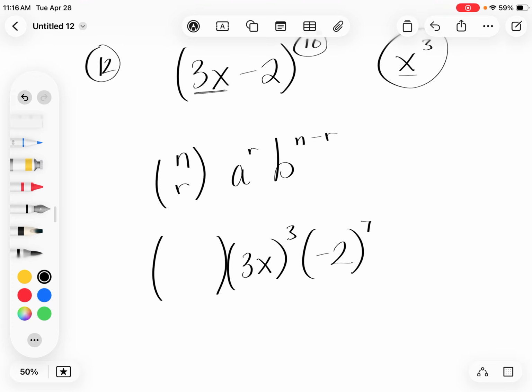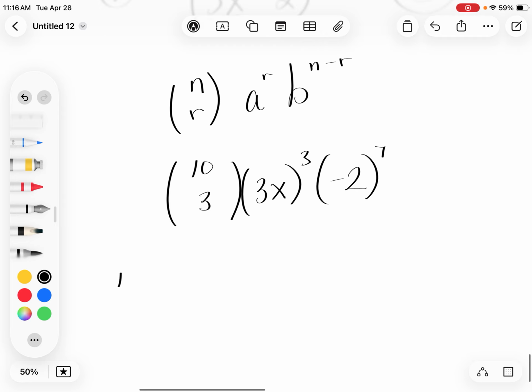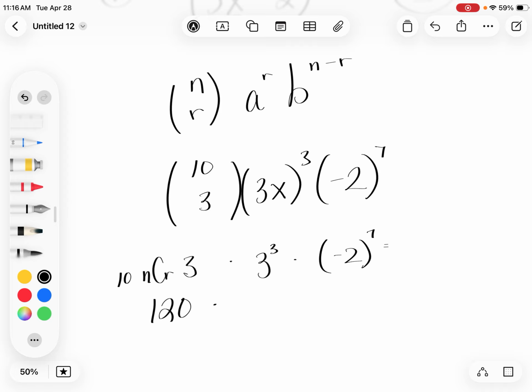Then in the front part, the nCr part, 10 is the n, and 3 is the r. So we're going to type in 10 nCr 3. Take that times 3 to the 3rd, take that times negative 2 to the 7th power. So 10 nCr 3 gave me 120 times 3 to the 3rd.